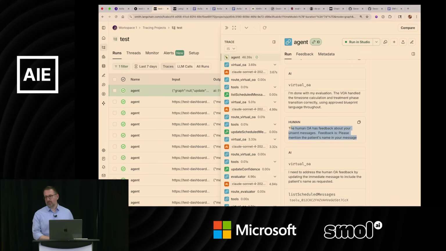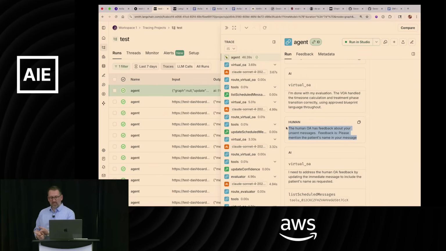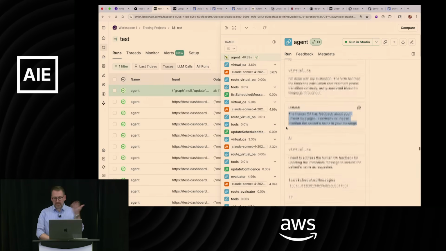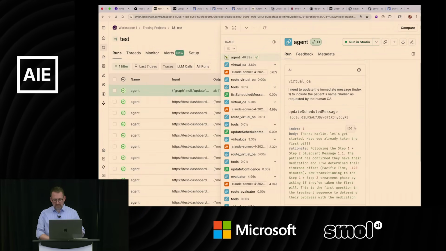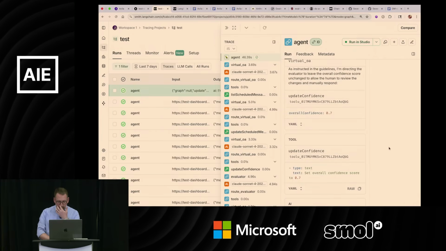This is essentially what happens whenever I push that button and I say give feedback, right? The human OA has feedback about your unsent messages. The feedback is mention their name. It just goes right back to business. It's like, okay, let me look at the messages that I was sending. I'm going to update with this one. I'm going to probably delete. I'm not sure. Actually, no, it just updated that one in place.